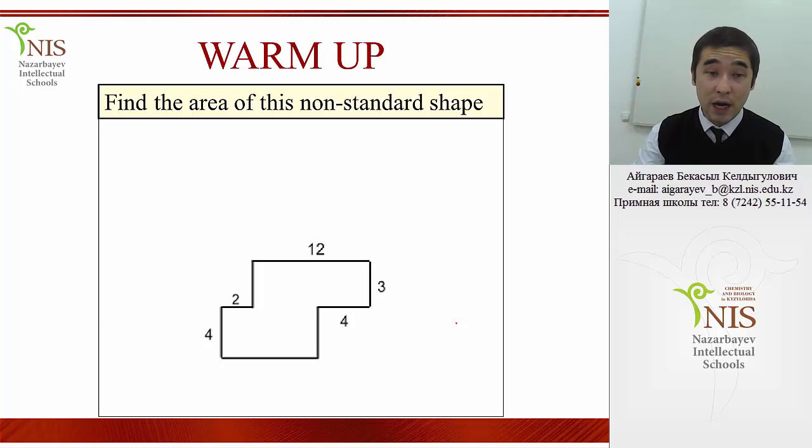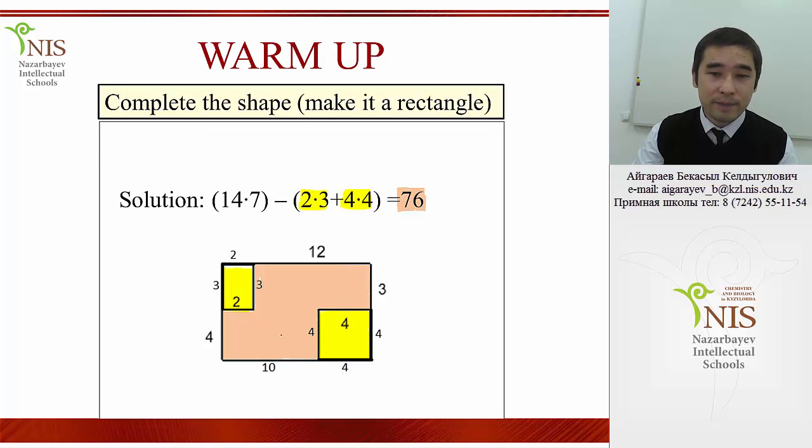Here we have to find the area of this non-standard shape. Well, for this irregular shape we don't have a formula, so we cannot find it straight away. But if we complete this into a rectangle, where we can find the area by multiplying, say, the length and the width, we can find its area. So here is the solution.